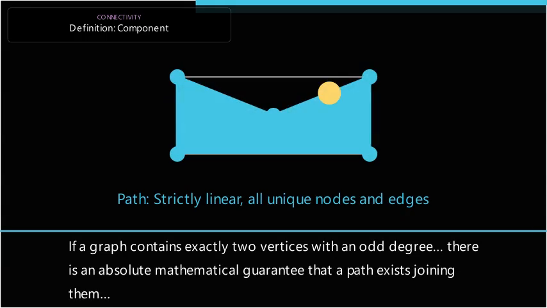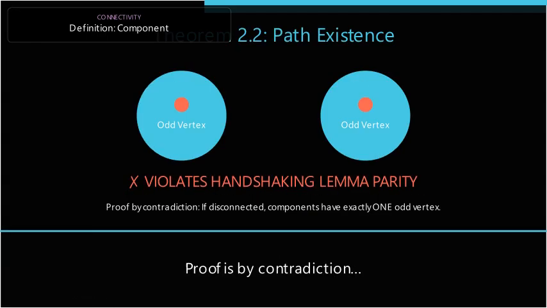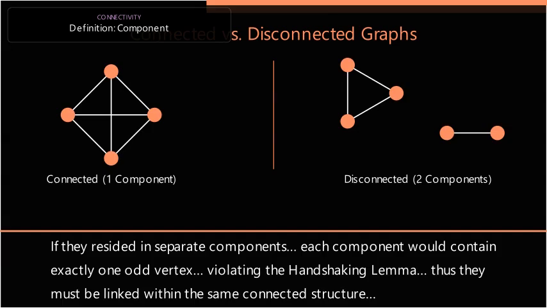If a graph contains exactly two vertices with an odd degree, there is an absolute mathematical guarantee that a path exists joining them. Proof is by contradiction. If they resided in separate components, each component would contain exactly one odd vertex, violating the handshaking lemma. Thus they must be linked within the same connected structure.